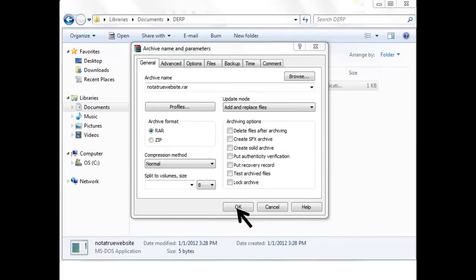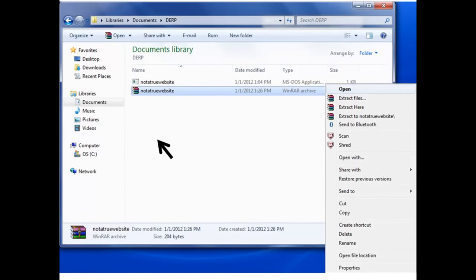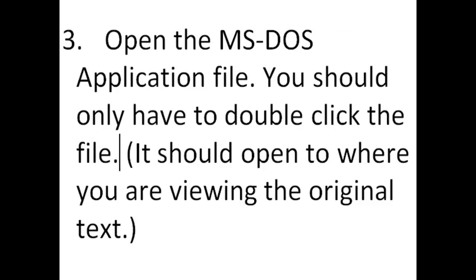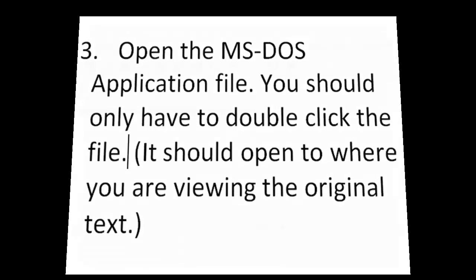Sorry for that lag over there just a second ago. Save the archive folder, then open the archive folder. So then you want to right click it, hit open. Open the MS-DOS application file. You should only have to double click the file. It should open to where you are viewing the original text.